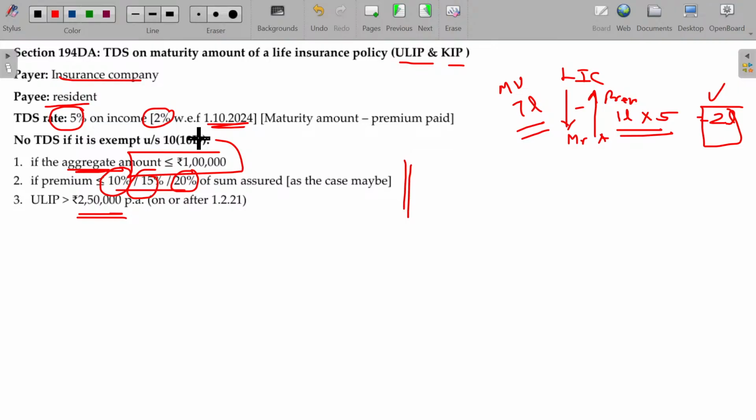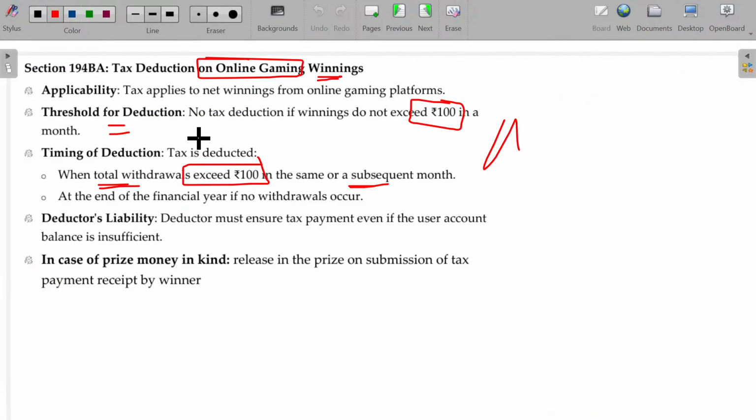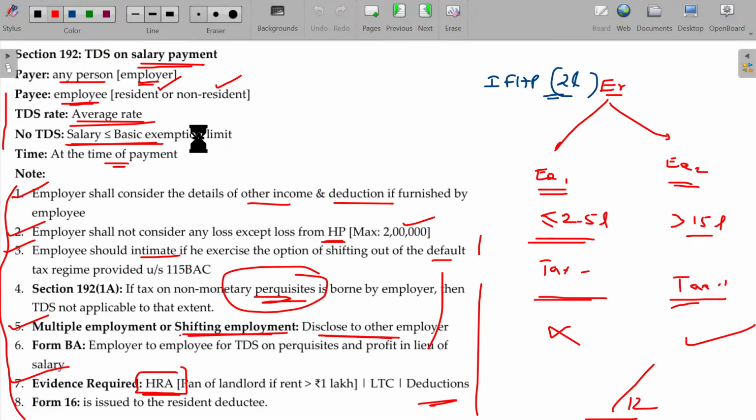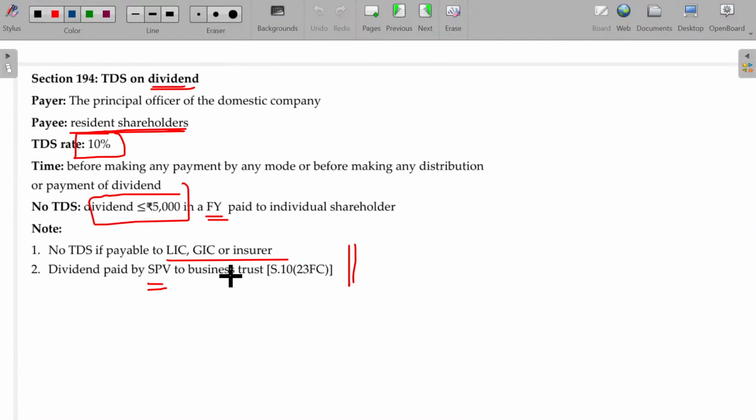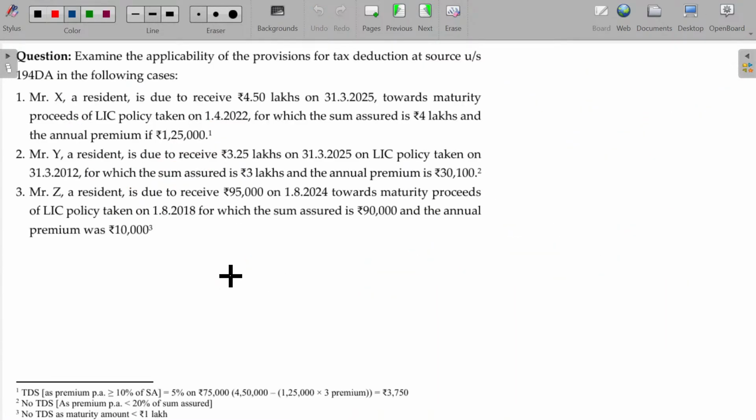So here, what's the percentage? 5% or 2%. If it is less than or equal to 1 lakh, TDS is not applicable, or under section 10(10D), if it is exempted as per that provision, not taxable. TDS will be leviable only on maturity value minus premium paid. Maturity value minus premium paid. We'll see the illustration here. 194DA.